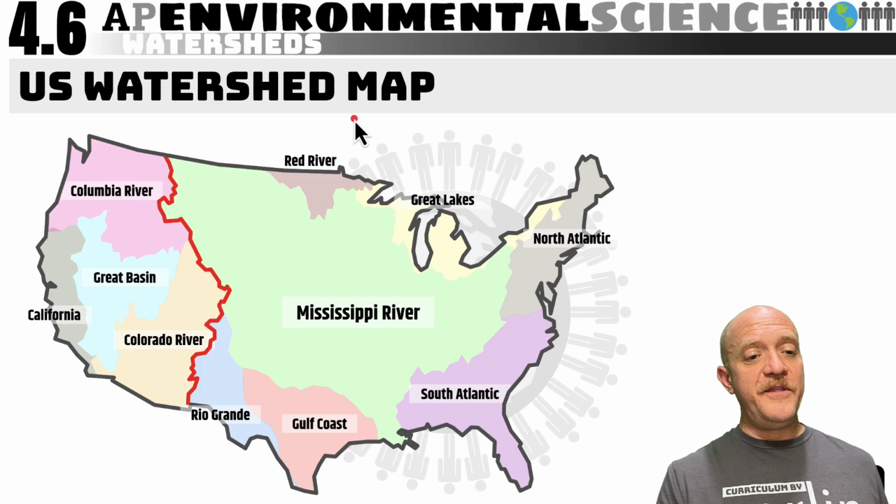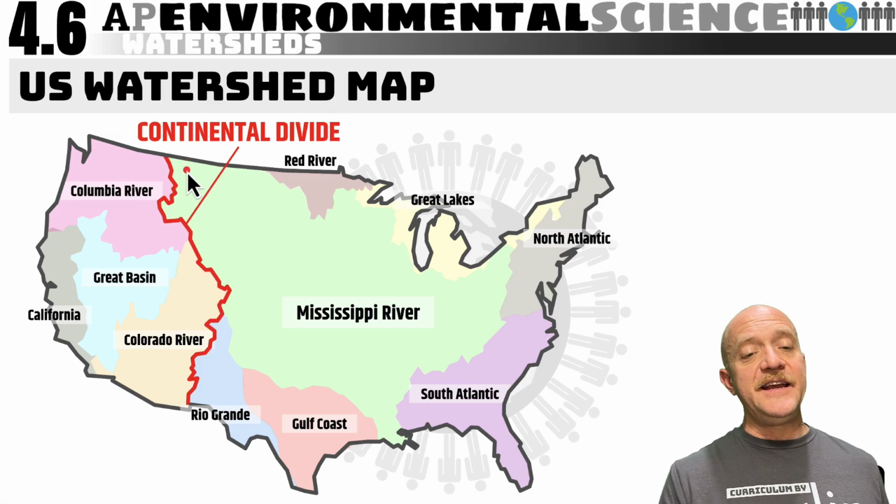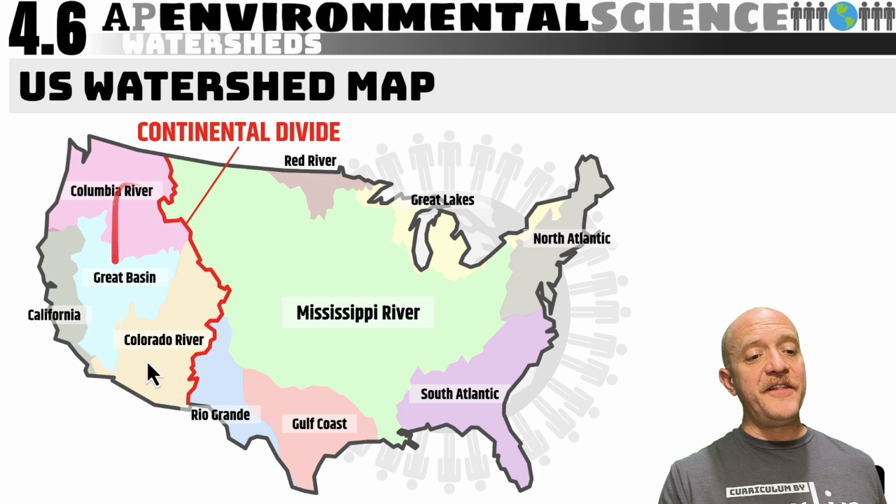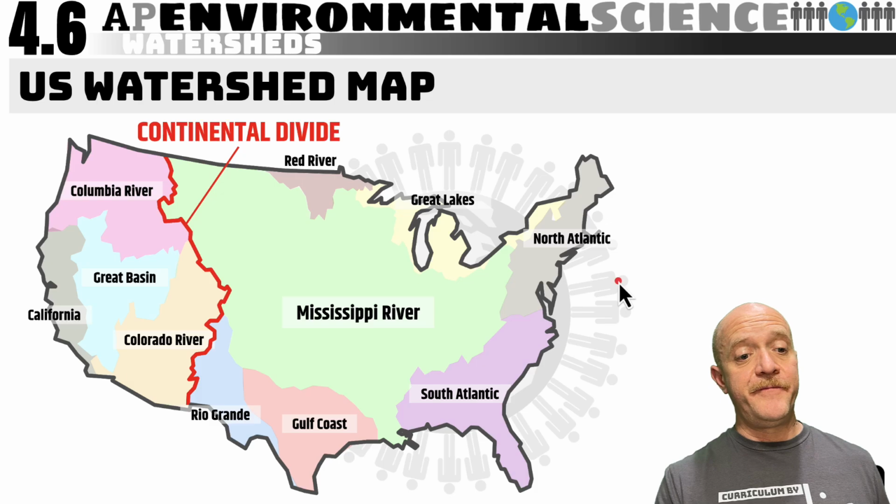So this area right here is known as the Continental Divide. And the Continental Divide, everything on the west side of this flows into the Pacific Ocean. Everything on the right side will eventually flow into the Atlantic Ocean.